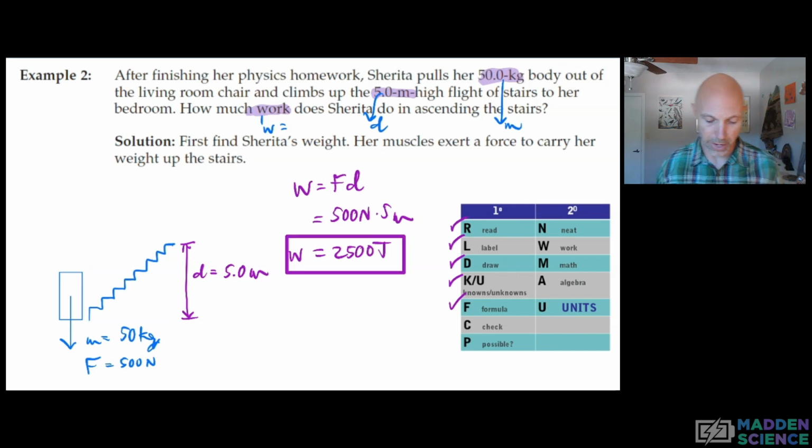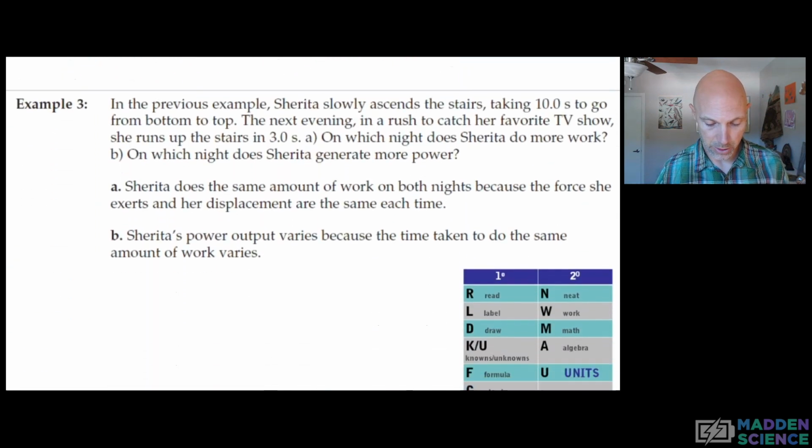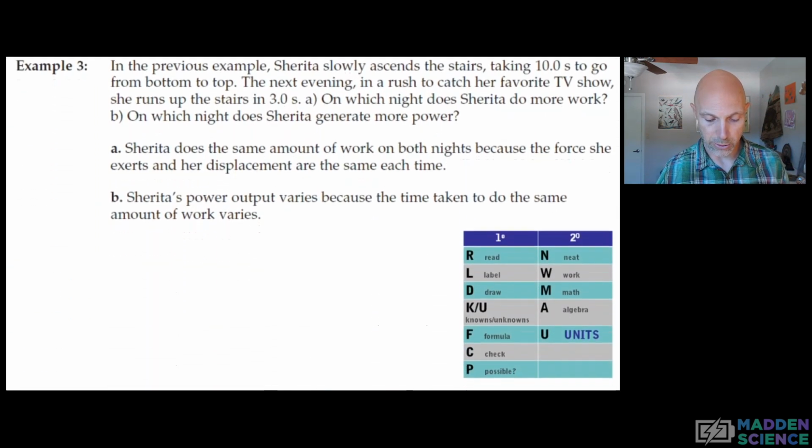Bigger, thicker box. Okay. Let's actually just look real quick at 3 and we'll talk about it. So we got Sharita and we got 2 different scenarios. The first one takes her 10 seconds to go up those stairs. The second one, it takes her 3 seconds. So we're going to skip some steps. You're going to do these in your notes. So go ahead and pause it right now.